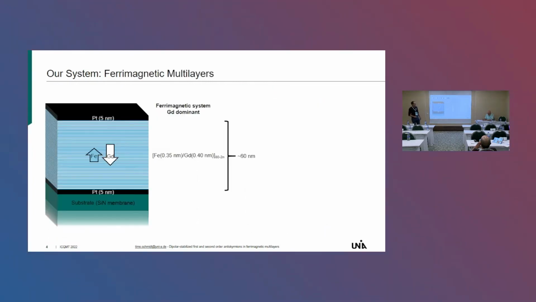But we took kind of another approach with our antiskyrmions. So this is basically what our system looks like. It's a ferrimagnetic multilayer consisting of iron and gadolinium at very low thicknesses for each layer. And if you imagine that if you sputter such a system, then you can say that it's more of an amorphous alloy than really a multilayer, so that every iron has enough gadolinium partners nearby to get this ferrimagnetic interaction. And it's also gadolinium dominant.